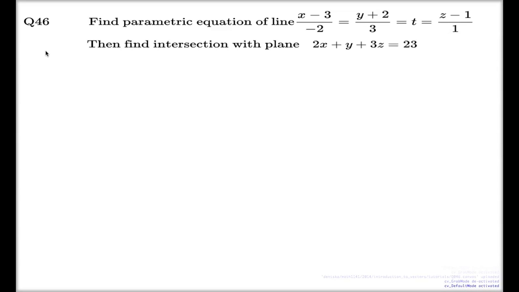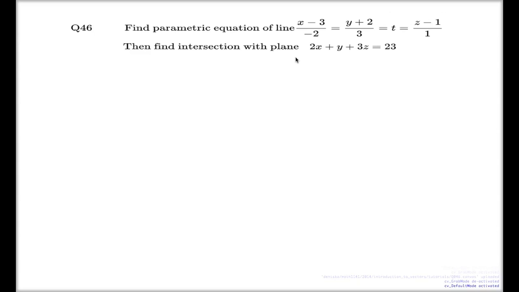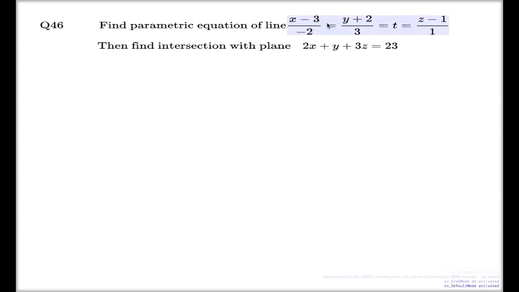Question 46 says we're given a line in Cartesian form like this, and we're given a plane in Cartesian form as well. Our job is to find the intersection between the two.